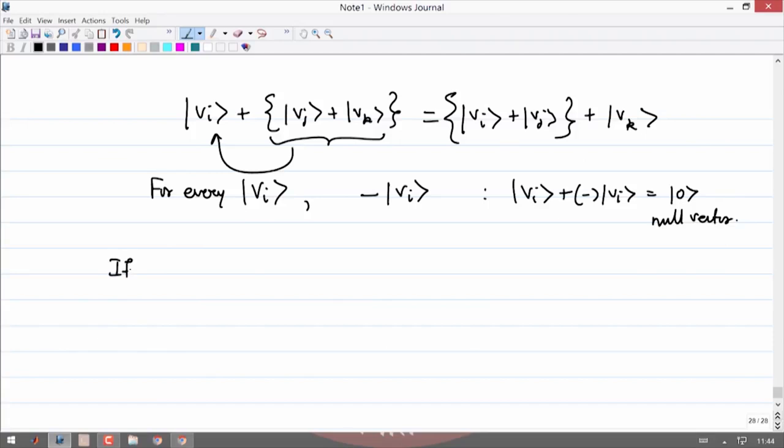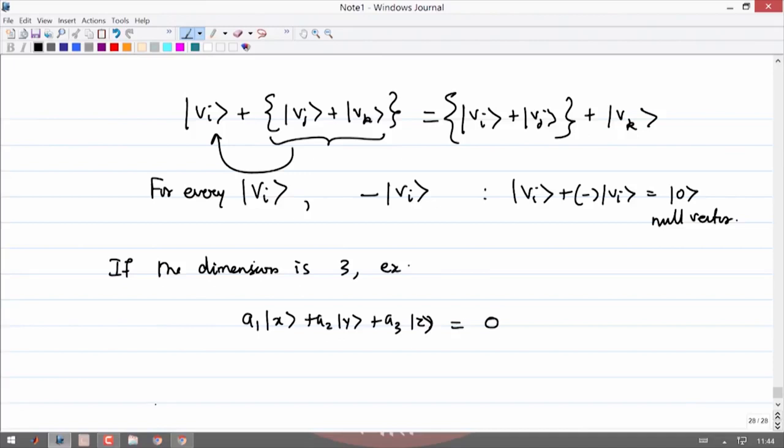If the dimension is 3, for example, if I write a1 times x plus a2 times y plus a3 times z, if I require this to be 0, and x, y and z are orthogonal and linearly independent vectors. The definition of linear independence is that this sum is 0 only for a1 equal to a2 equal to a3 equal to 0.